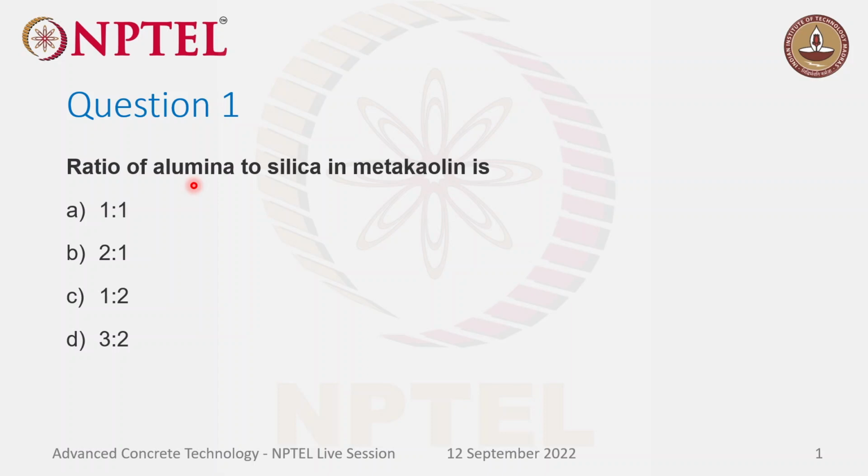Alumina is nothing but Al2O3, aluminium oxide, and silica is nothing but SiO2, silicon dioxide.